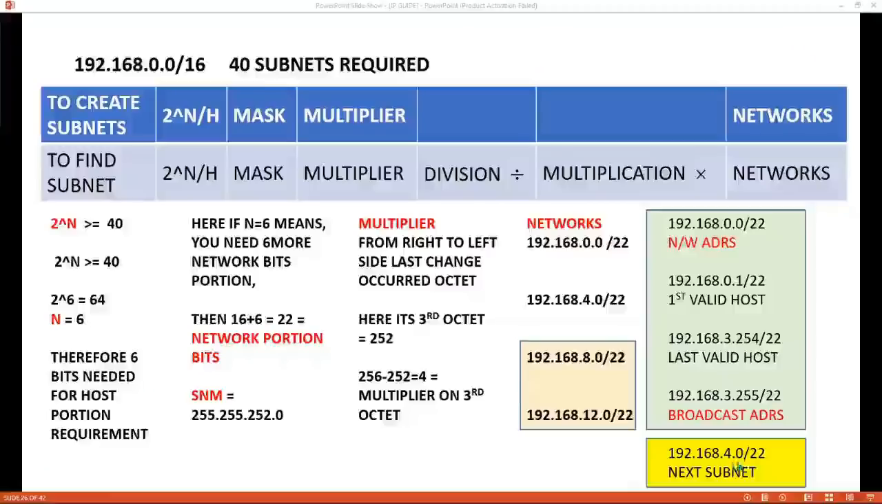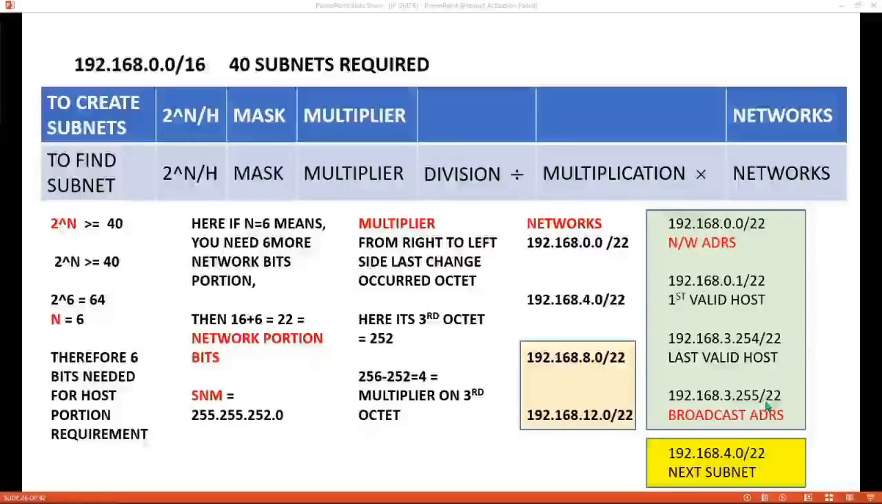4.0/22. So you need to reduce 1 from the second network address in order to get the broadcast address of the first subnet. If you reduce 192.168.4.0, the 0 becomes 255, and you need to deduct 1 from the third octet, which means 4 minus 1 is 3. So you will get 192.168.3.255/22. If you have any doubts, you can check our IP flow explanations, so you will understand this better.